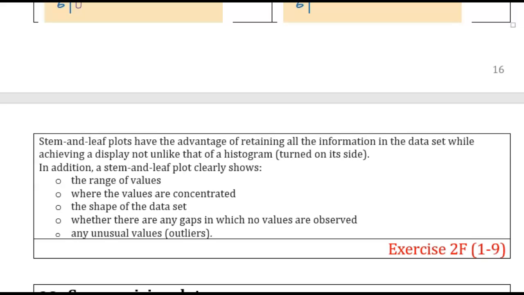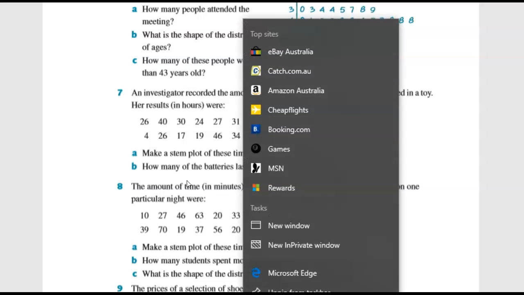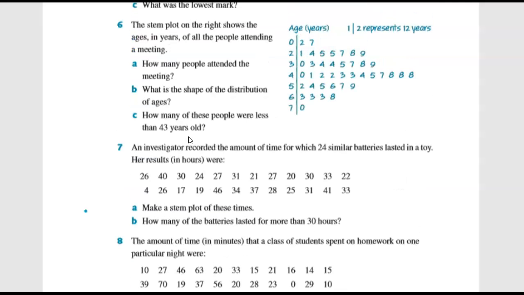In addition, a stem and leaf plot clearly shows the range of values, where the values are concentrated. So that's where the majority of values are, the shape of the data set, whether there are any gaps in which no values are observed, and any unusual values, so outliers as well. Okay, so there are the questions for 2F, but I just had a look before and I thought, whoops, sorry. Let's just get out of there.